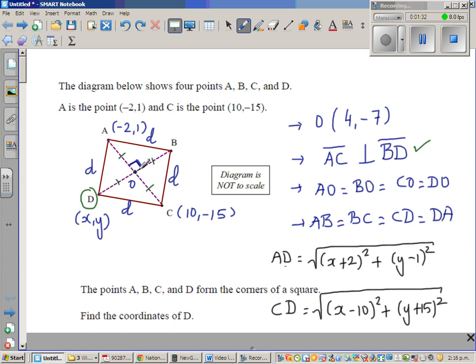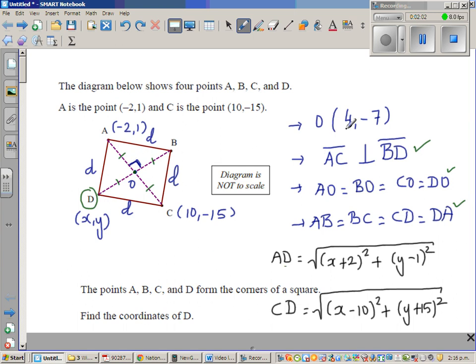Or in other words, O is equidistant from A, B, C, D. And that's what I've written. AO is equal to BO is equal to CO is equal to DO. In other words, this is also the circumcenter. You can draw a circle passing through A, B, C, D if OA or OB is taken as a radius. Now this is very clear, AB is equal to BC is equal to CD is equal to DA.